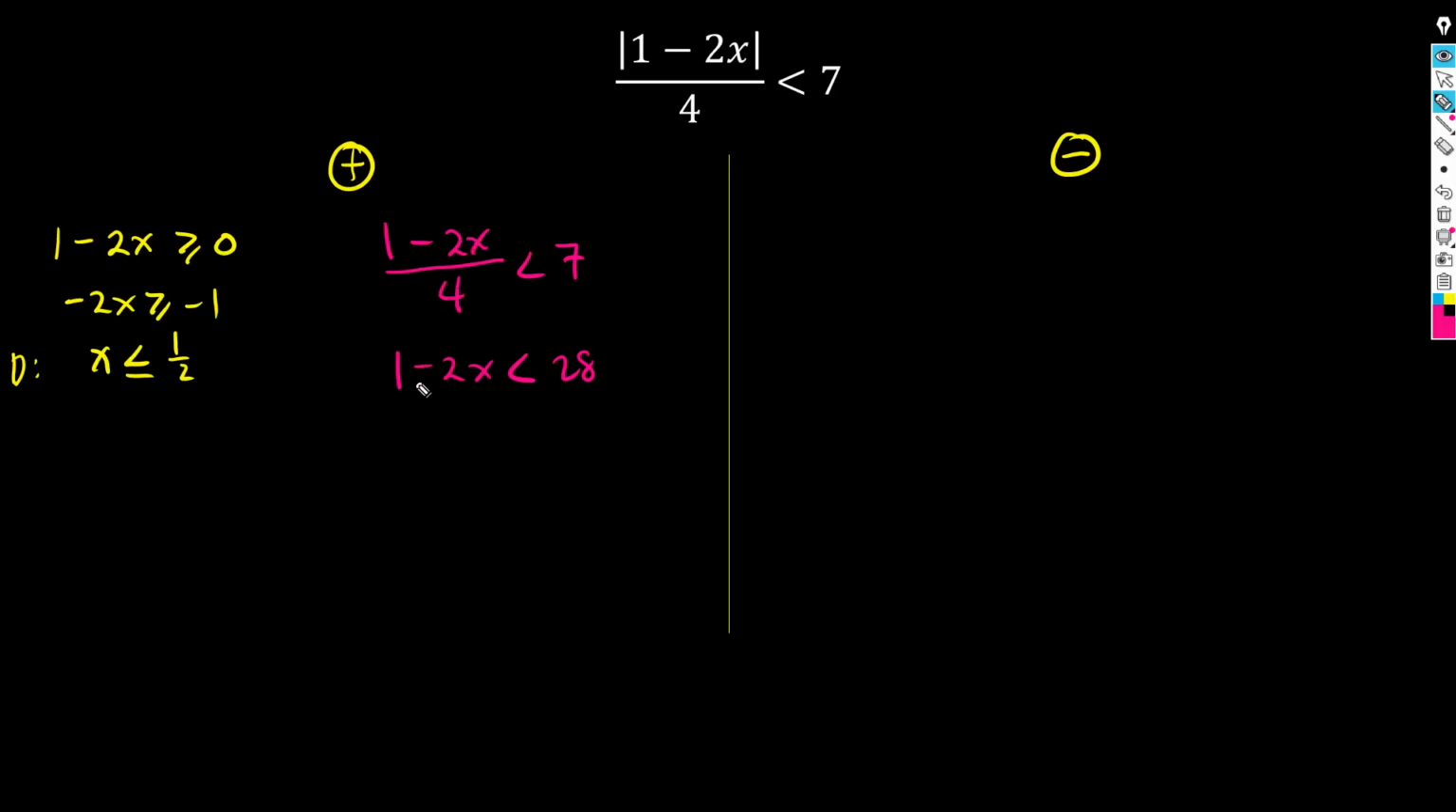Okay? API tayo. Let's eliminate the 1 from the left side. I go negative 2x is less than 27. Okay? Then let's isolate x by multiplying both sides by negative 1/2. I go x is, and remember, mag-flip yan dahil negative ang multiplier ko. No? Negative 27 over 2.